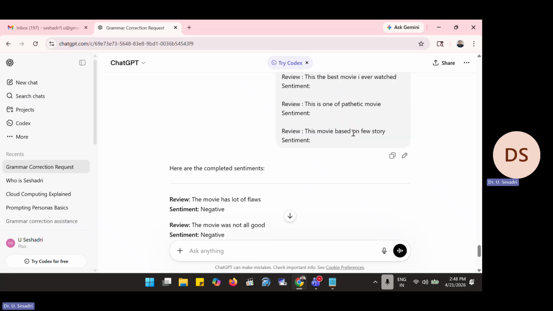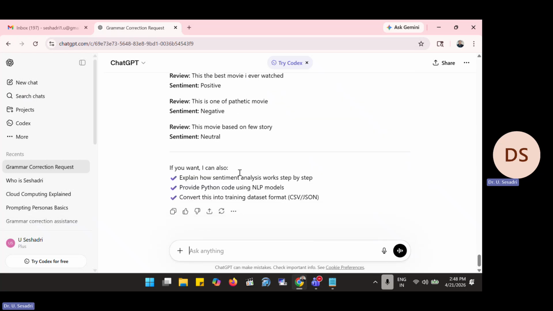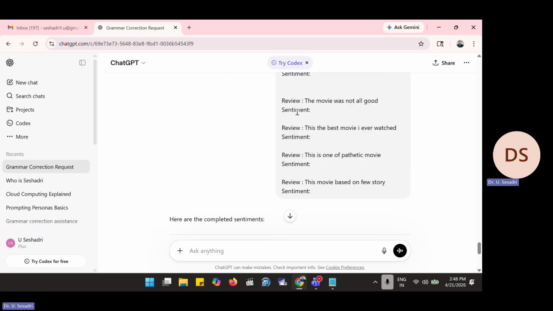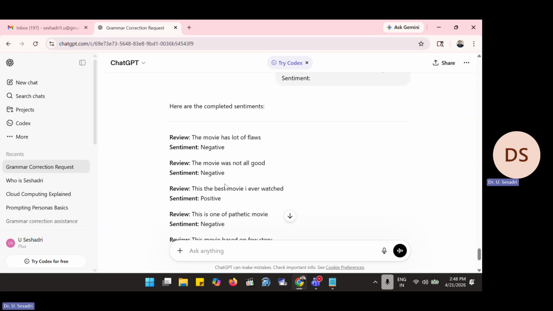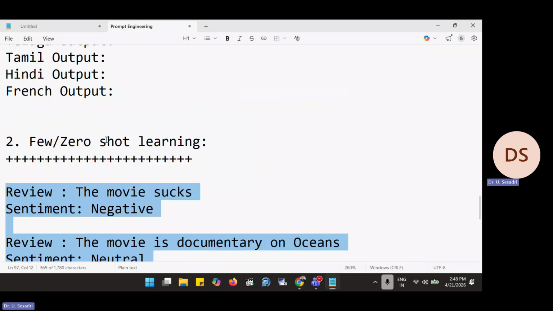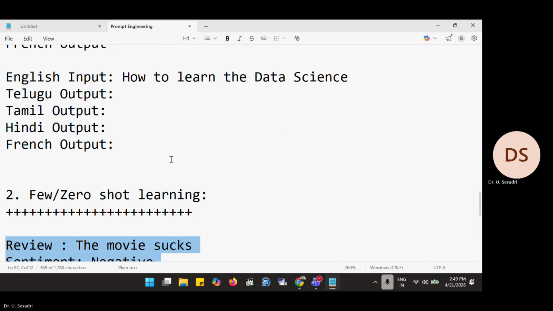See that, for the movie based on a true story, what is it providing? Neutral. Here also I have not given the sentiment, for "The movie was not at all good." For this one, it is providing the negative sentiment. This comes under few-shot learning. But when I do not give any sentiment, only the review, and it still provides the result, that is nothing but zero-shot learning.